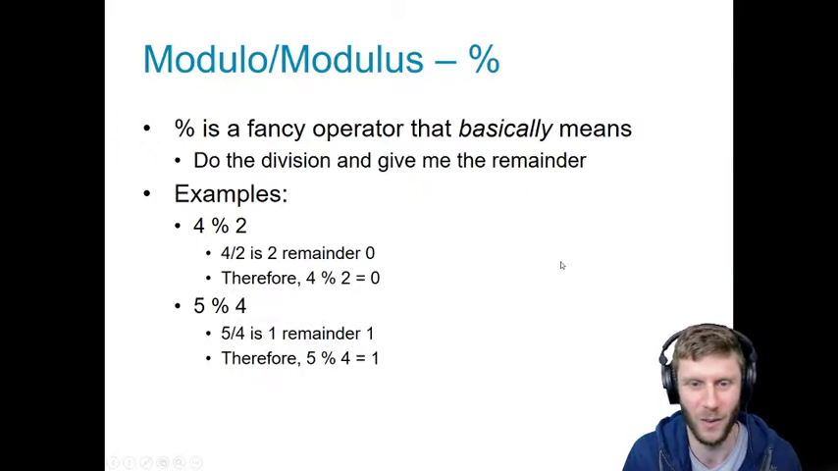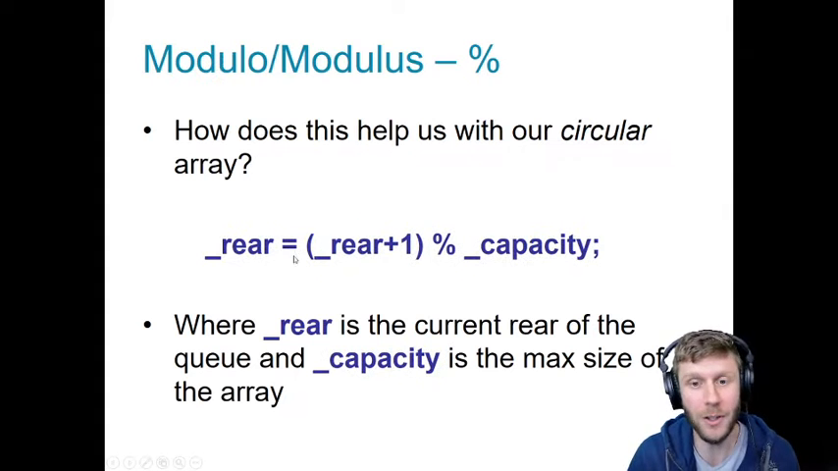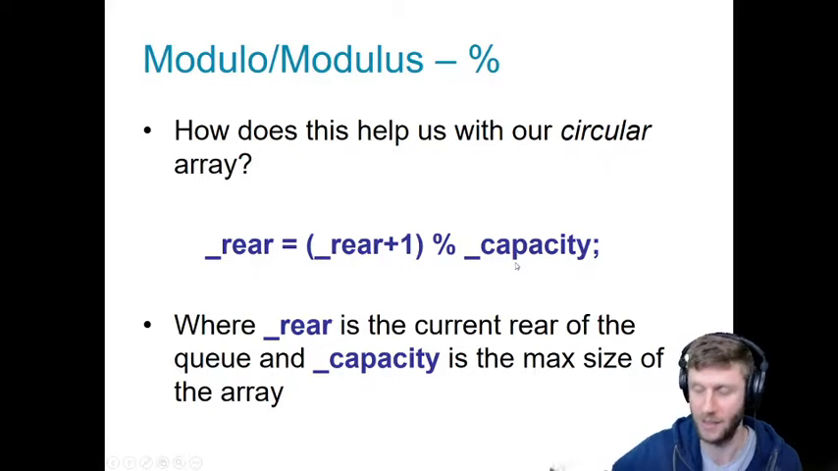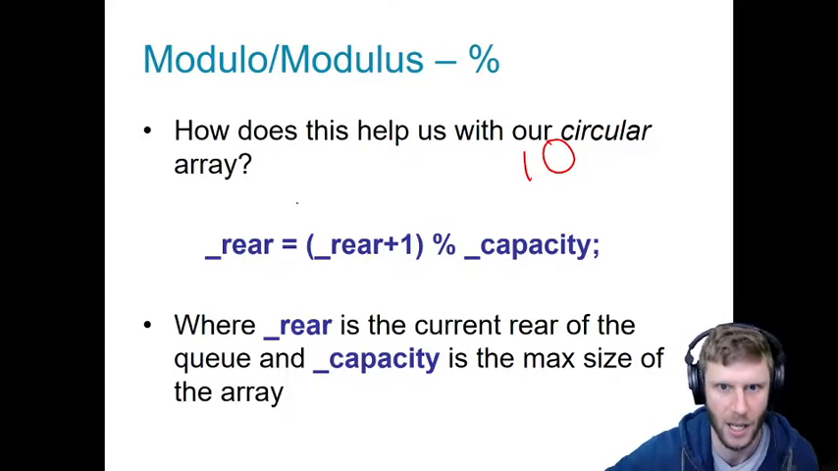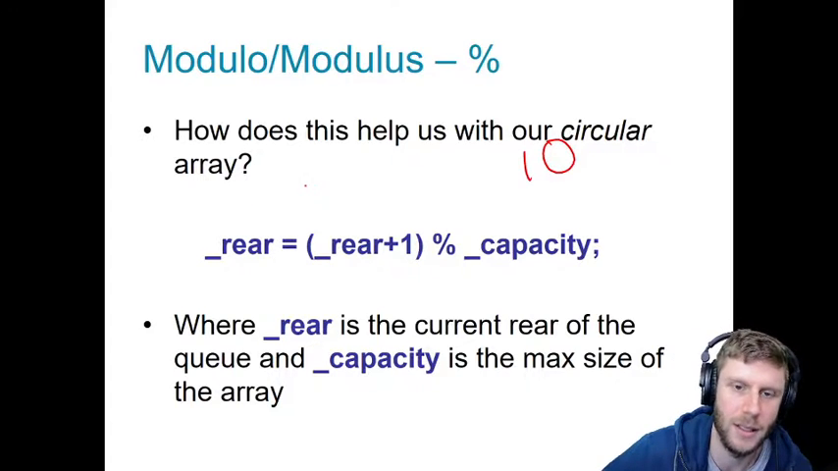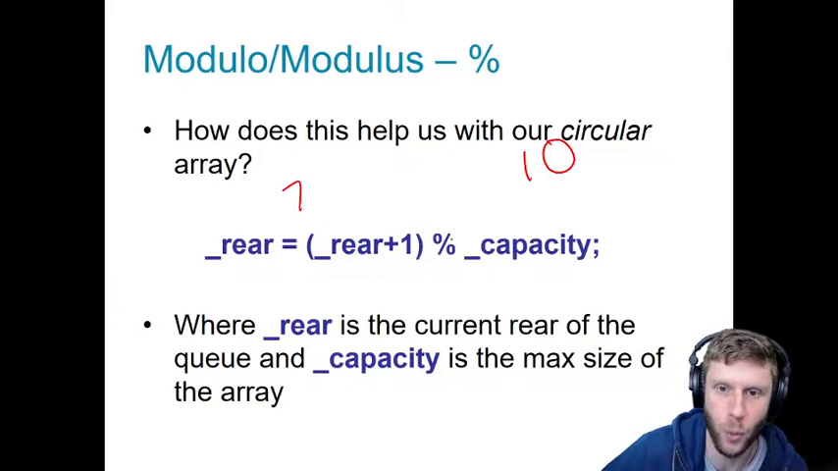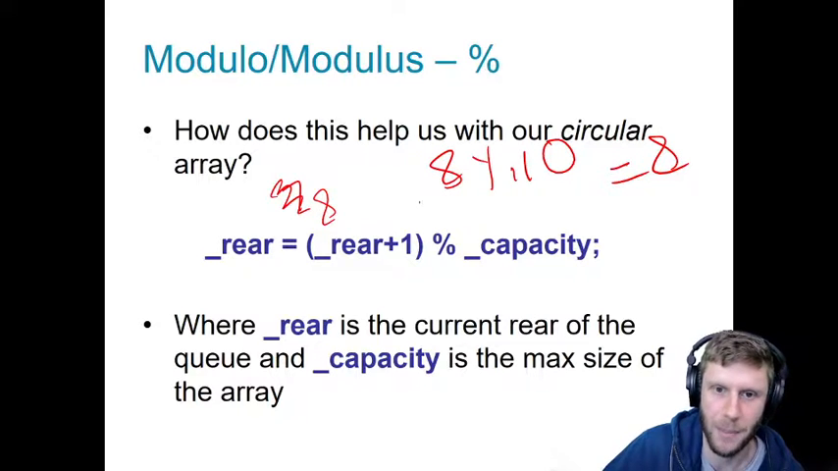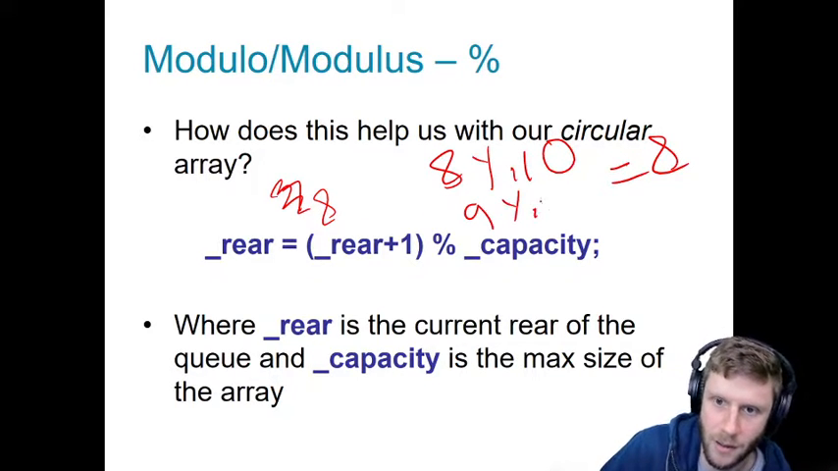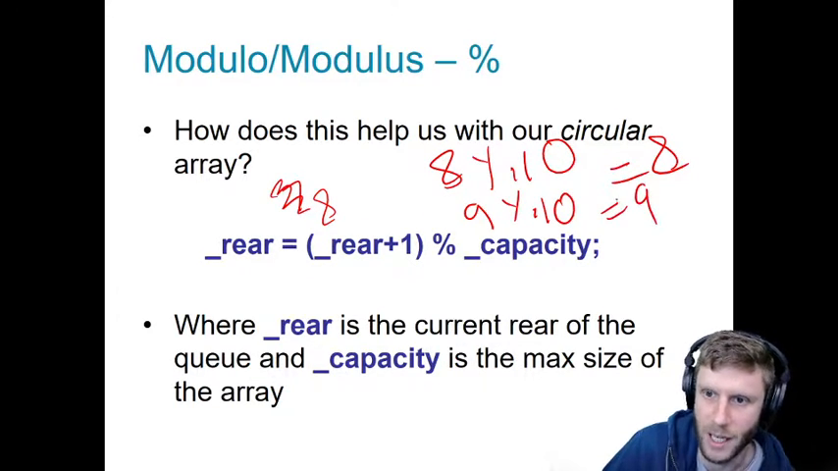So what we'll do is rear equals (rear + 1) mod capacity. Let's say capacity was 10 for simplicity. If rear was 7, well, 7 plus 1 mod 10 is 8 mod 10, which equals 8. Okay, so now it's 8. 8 plus 1 is 9 mod 10. That's great, 9. So it just goes down.